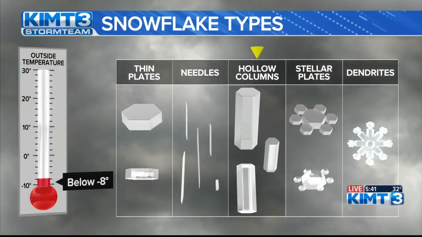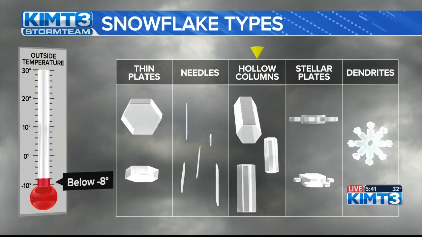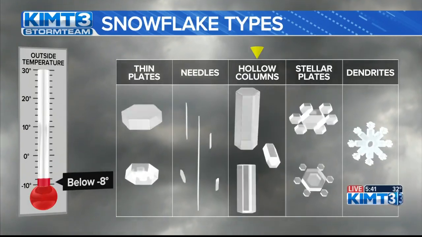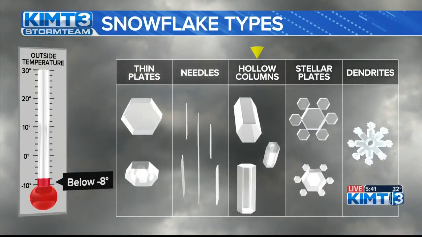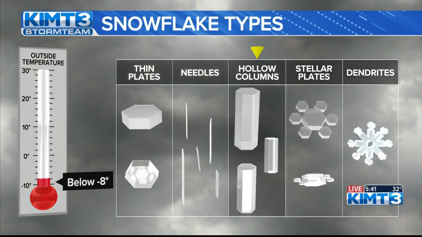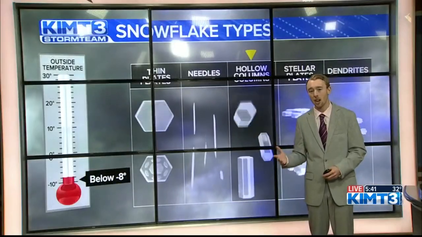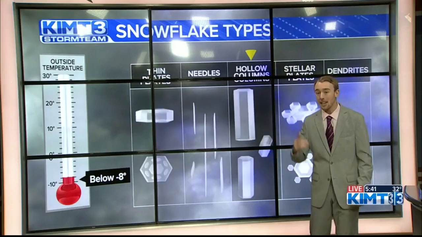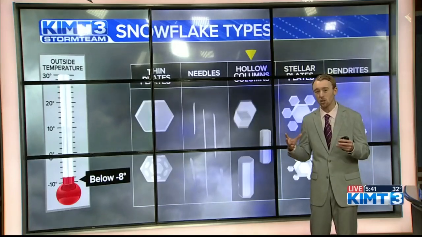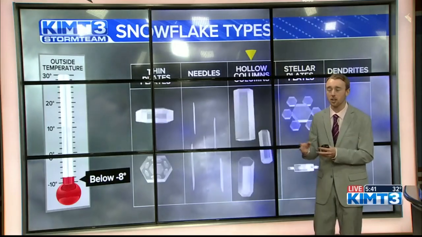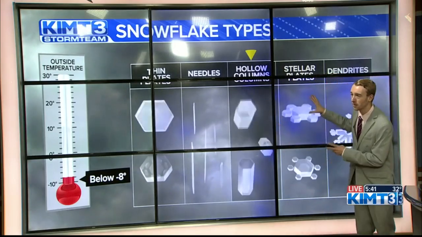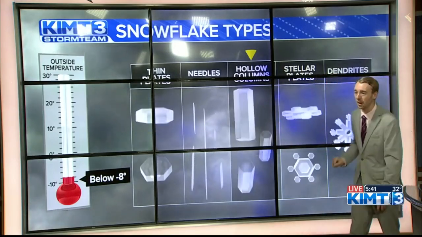When we start getting those lower humidity values, these snowflakes tend to form more simply. So that's where we get those thin plates, the needles, the hollow columns. But when the humidity increases, more ice crystals start attaching to each other, so we get the more complex shapes of the stellar plates and the dendrites as well.